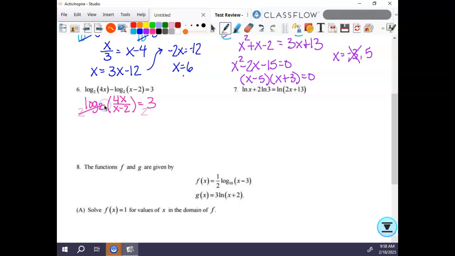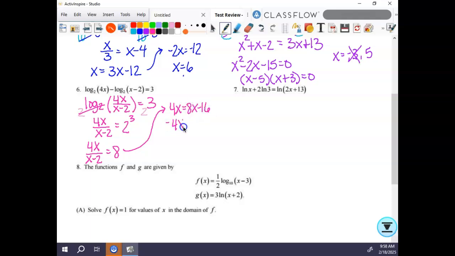That base is 2, so I'm going to make the base 2 and make them into exponents. So those essentially cancel out, and I get 4x over x minus 2 equals 2 to the third power. So 4x over x minus 2 equals 8. I'll go up here. So I'm going to multiply both sides by x minus 2. So I'm going to get 4x equals 8x minus 16.